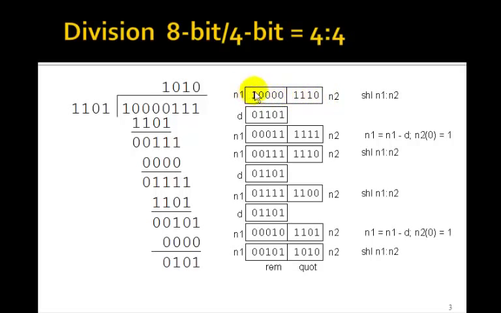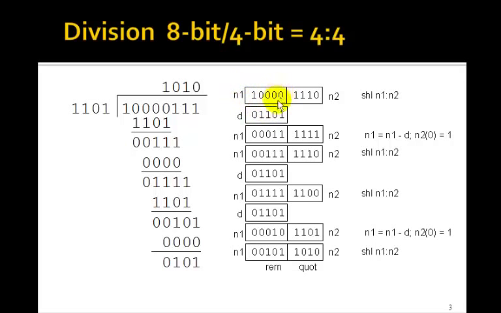And then we're going to shift this concatenated registers, N1 and N2, left 1 bit. So we've already done that. So the 10000111, and we've shifted this 0 in. So we've shifted left, and we're going to put the divisor 1101 in this D register, 01101. So there's the divisor, also 5 bits.